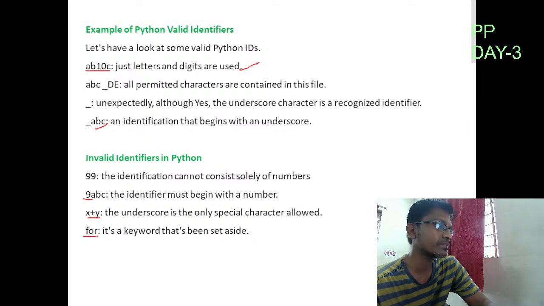And next, for. For is a keyword in the programming language. You don't use keywords as identifiers in any programming language. You don't use keywords for writing identifiers or variables. So that's why these all will be invalid identifiers. According to the Python rules, these all are invalid identifiers, and the above are valid identifiers in Python.